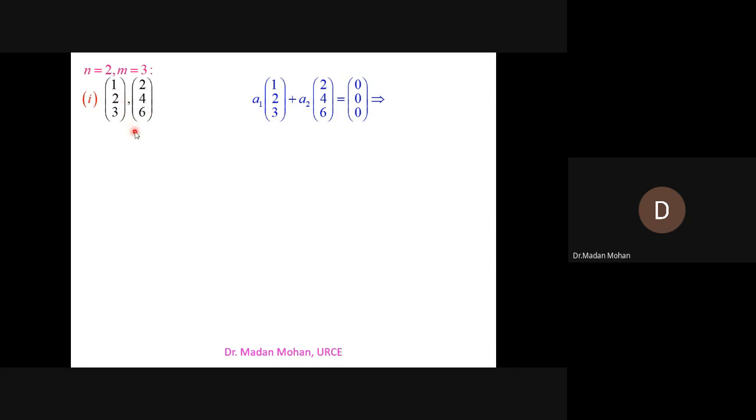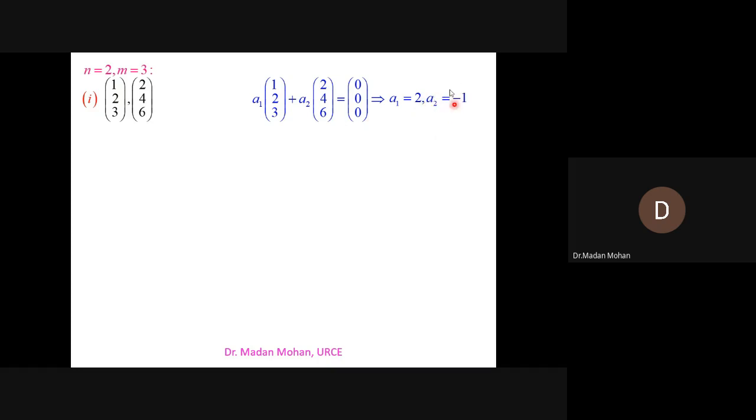Anyone, please? Please respond. A1 value? You can give me A1 value. What is A1 value? You are getting 2, 4, 6, 2 times. 2 ones are 2, 2 twos are 4, 2 threes are 6. Very clear to us. A1 value 2, A2 value -1.